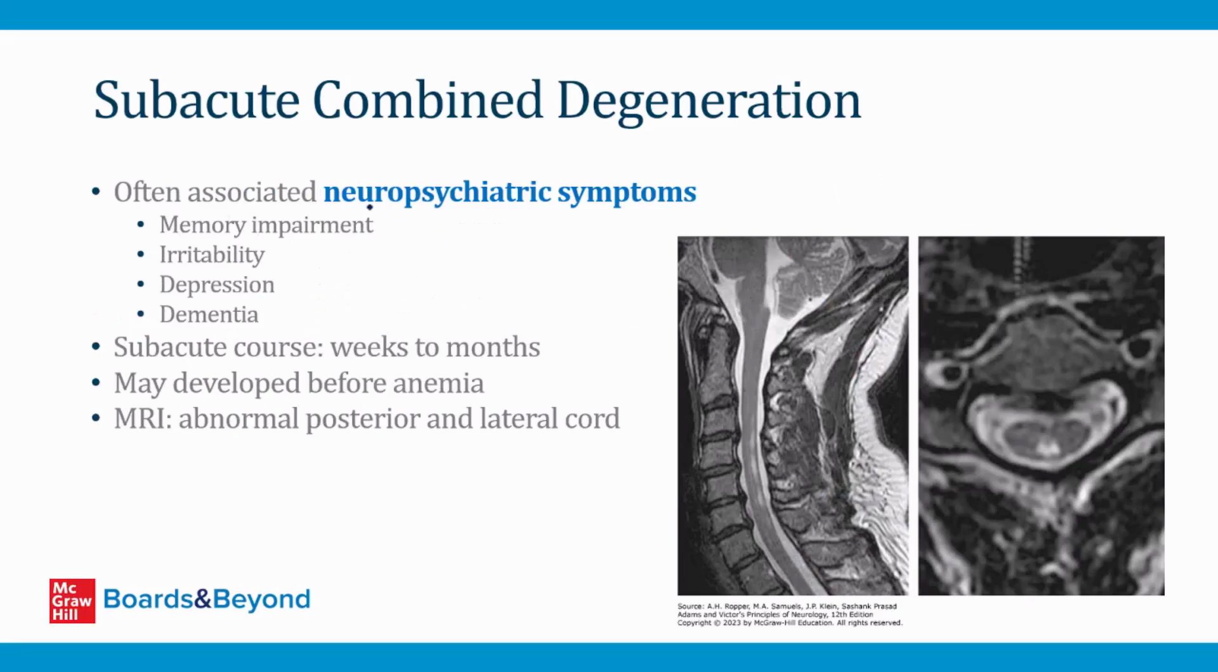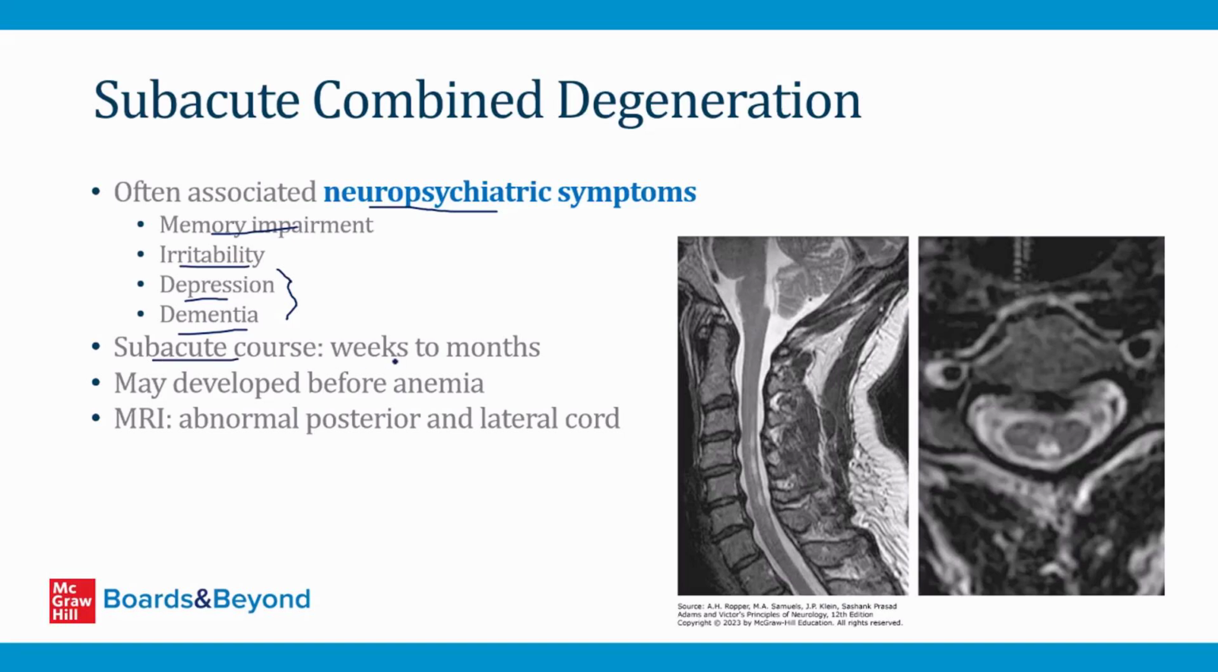Often there are associated neuropsychiatric symptoms. This has to do with loss of myelination of central nervous system axons in the brain. So besides the features we talked about in the last slide related to spinal cord problems, patients can have memory impairment, irritability, depression, and dementia. And because of these features here, in any person who presents with new onset confusion or dementia, usually a B12 level is checked because B12 deficiency could cause some of these symptoms. And then remember what I said, it's a subacute course.